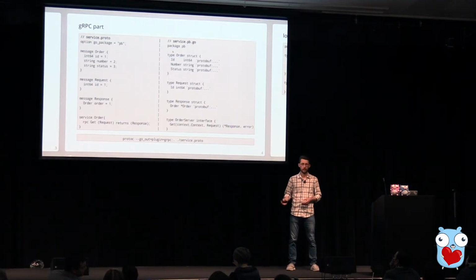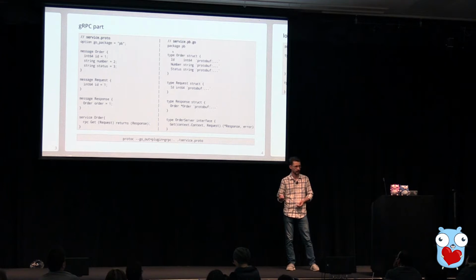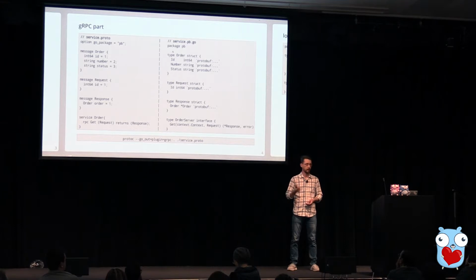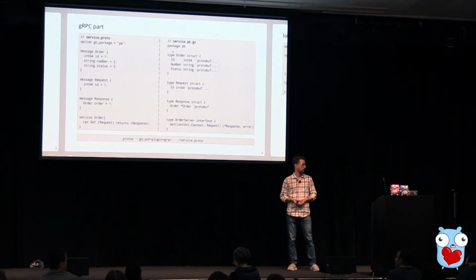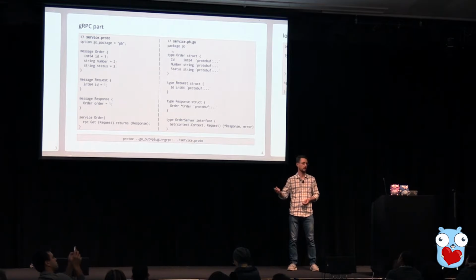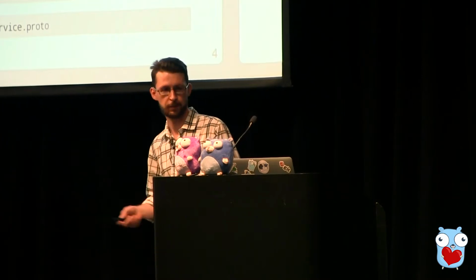Let's see inside the actual files. On the left side, you can see the Protoc definition of our service. It has three messages. Request with just one ID field of int64 type, because Protoc has no simple int type. It has response with embedded order message. And it also has a service definition with one method, which takes a request with ID and returns a response with order struct.